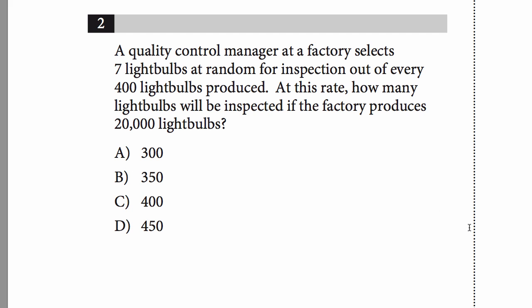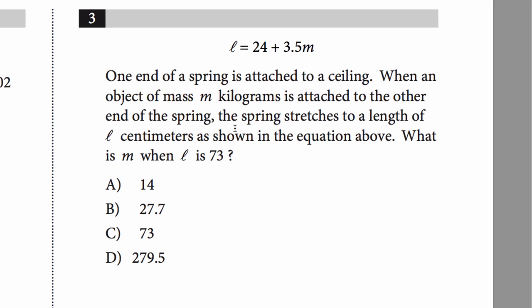Number 2 is B. All right, number 3, this one has an equation, and it says one end of a spring is attached to a ceiling. When an object of mass m kilograms is attached to the other end, the spring stretches to a length of L centimeters as shown in the equation above. What is m when L is 73? All right, so we're really just plugging in here. So L, I'll make sure I put it in the right spot. 73 equals 24 plus 3.5 m.